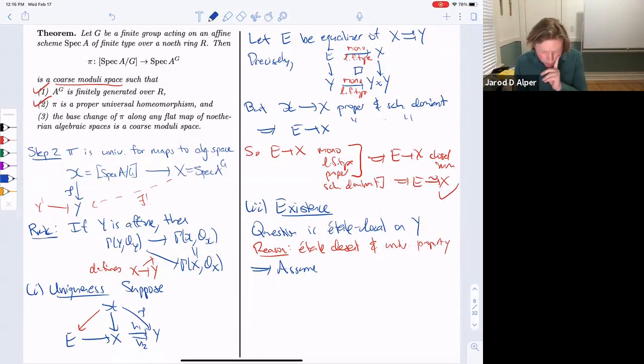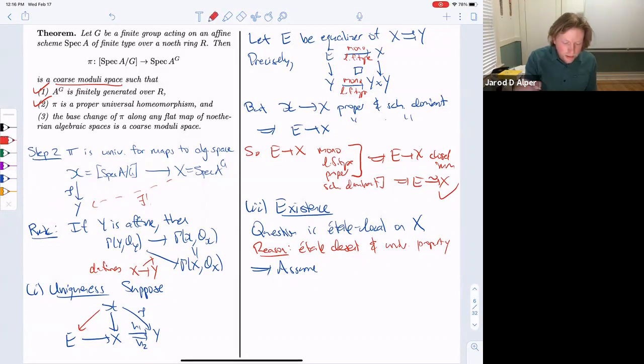Wait, give me 1 second. I'm slightly confused. Oh, actually, yeah. Sorry, I don't want to show that it's tau local on Y. It's tau local on X. Yeah, that was confusing.